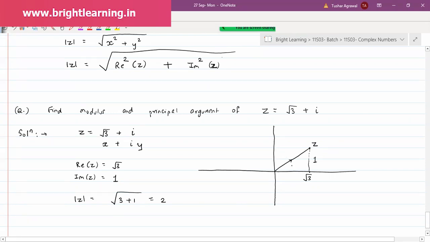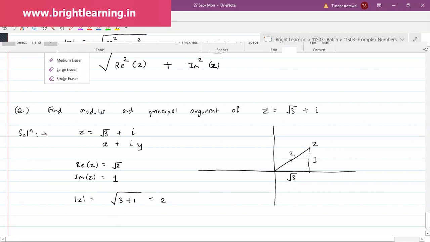Okay. So this is 30, this is 1, this is root 3. The trigonometry that we studied: the distance is 2. This is a 30, 60, 90 triangle, with sides 1, 2, root 3. So this will be 30 degree. 30 degree is pi by 6.